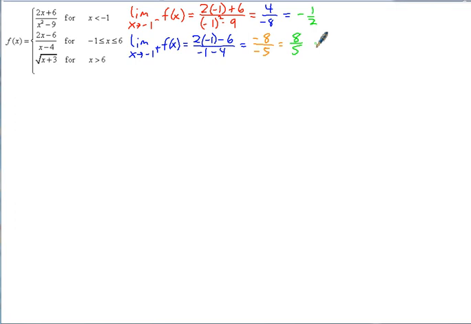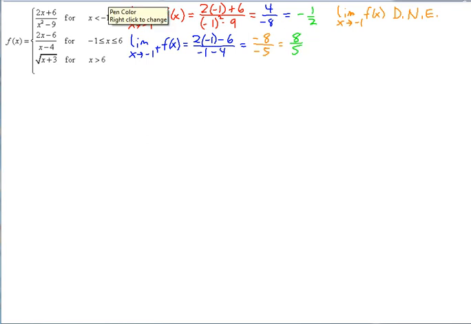So if they're not the same, that tells us 2 things. First, it tells us that the general limit as x approaches -1 of f of x does not exist. Because in order for the general limit to exist, remember, the left and right hand limits have to be equal. So they're not equal, so that doesn't exist.